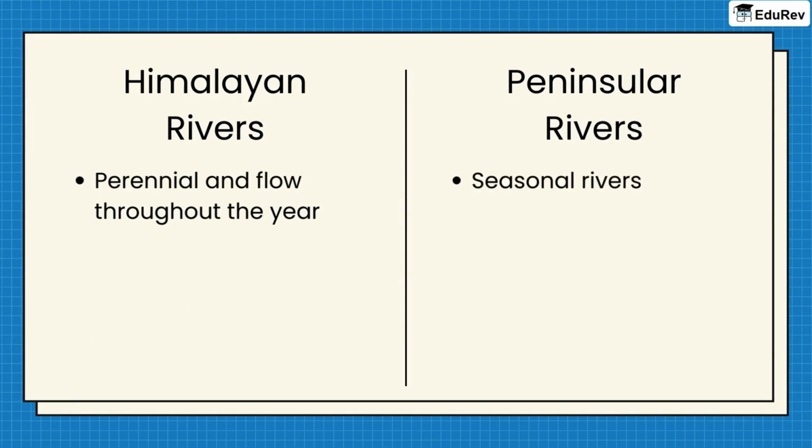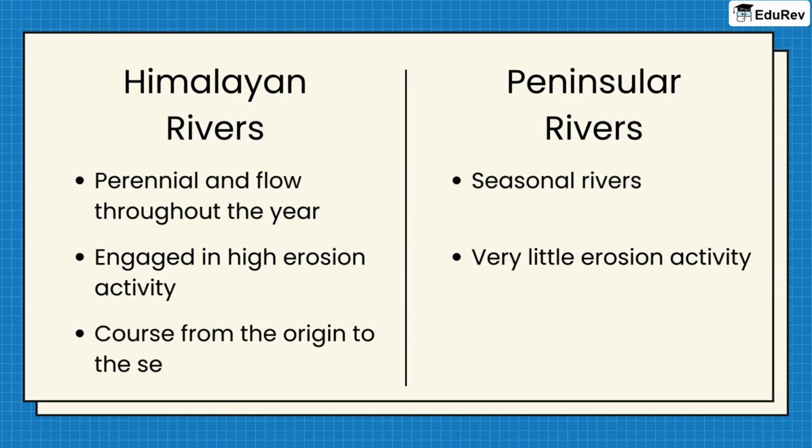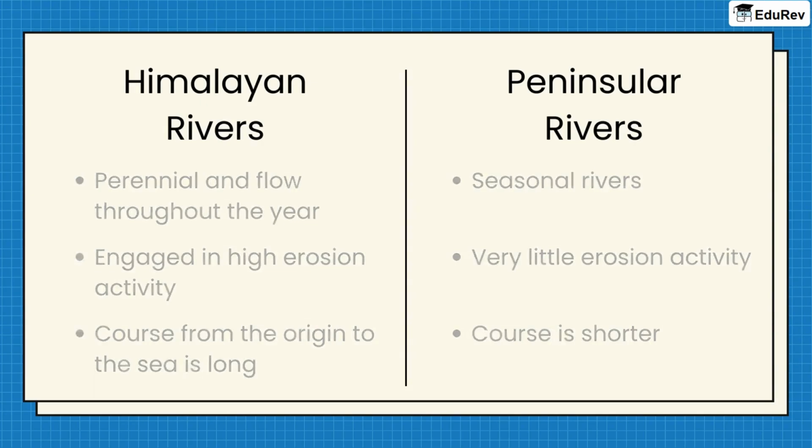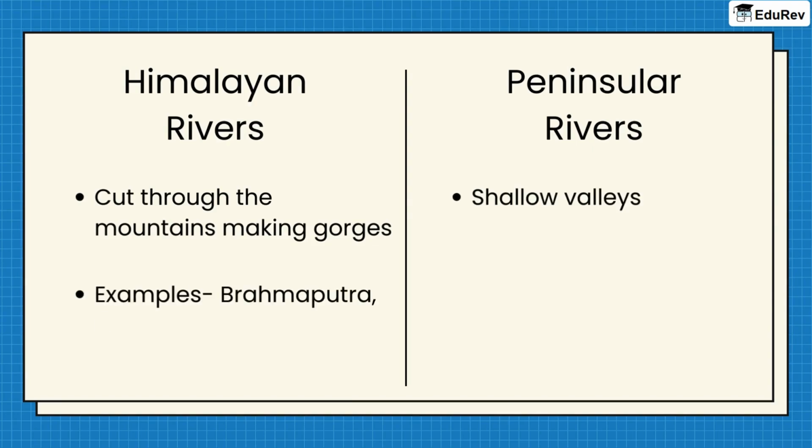They are engaged in high erosion activity. They have very little erosion activity. Their course from the origin to the sea is long, whereas their course is shorter. They have cut through the mountains making gorges. They have shallow valleys. Some examples include Brahmaputra, Ganga and Indus. Examples are Godavari and Narmada.